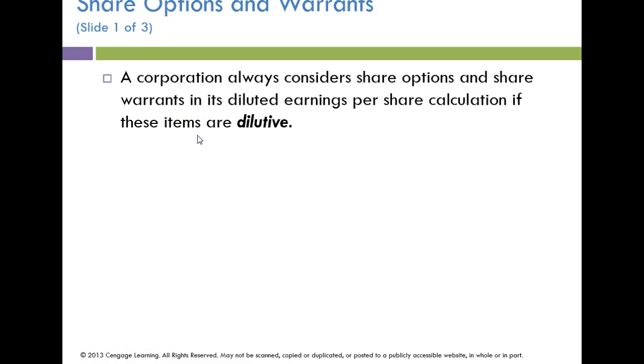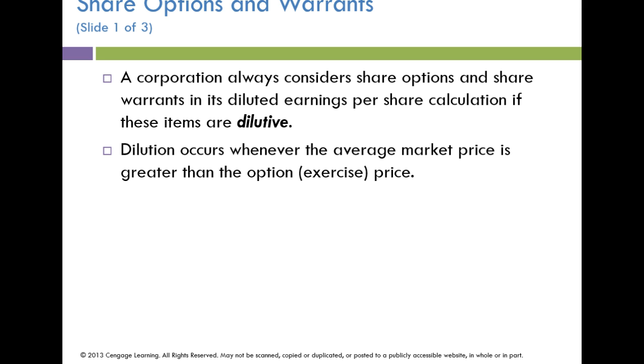So what have we added to diluting our earnings per share? Preferred stock and bonds, right? Now we're going to look at share options and share warrants. Guys, we're just adding more to the mix. Same stuff, we're just going to calculate it and turn it over into common shares. Dilution occurs when the average market price is greater than the option price. Well, that would make sense because you're able to buy it at a cheaper price then, aren't you?